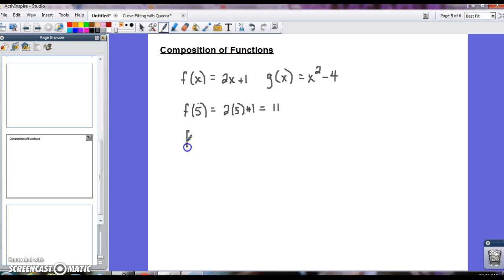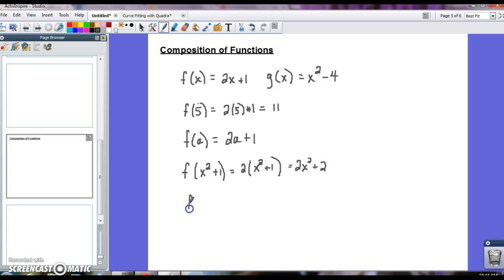Well, what if I said, tell me what f of a is? You would say, that's easy. I'm just replacing x with a. That would be 2a plus 1. Good enough. What if I said f of x squared plus 1? You would say, well, that's easy. Wherever I see an x, I'm replacing it with x squared plus 1. That gives you 2x squared plus 2.